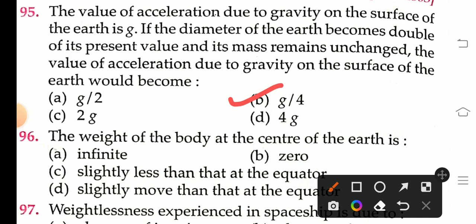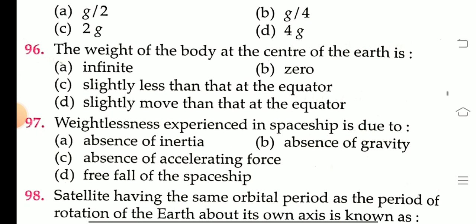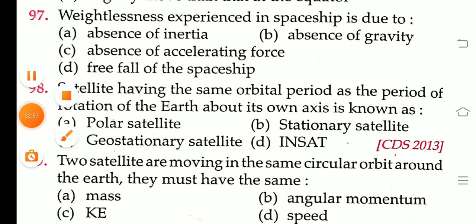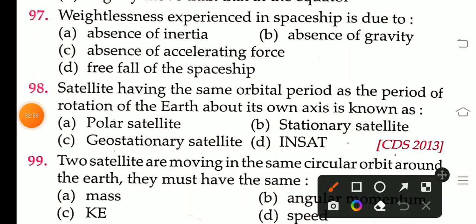The weight of the body at the center of the earth is 0. Weightlessness experienced in a spaceship is due to absence of gravity.